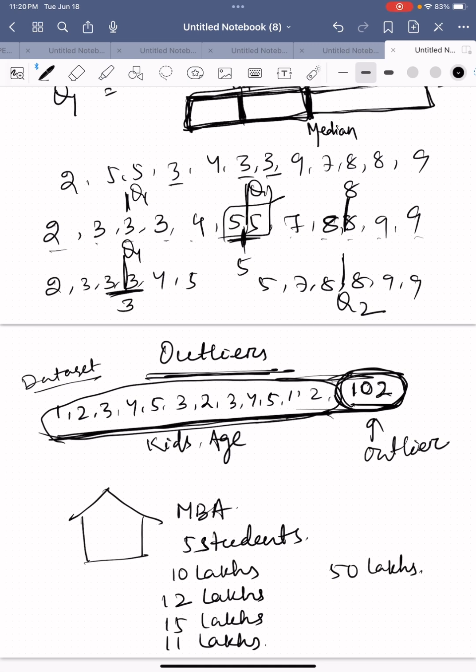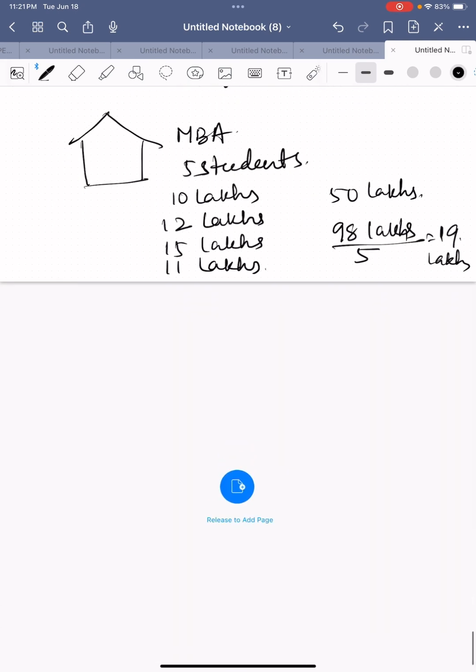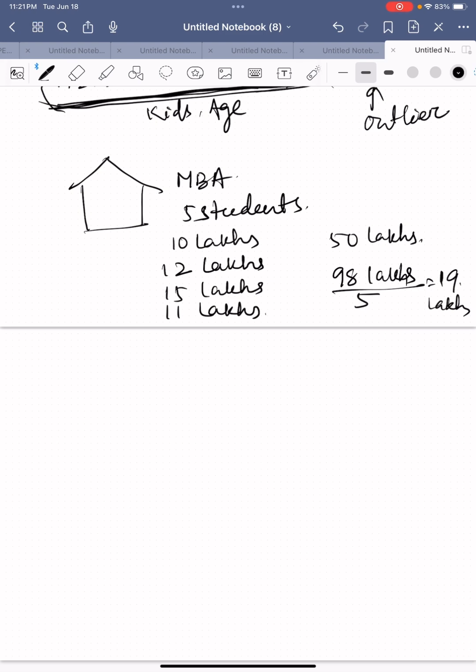So the average of these 5 students is how much? The average would be 98 lakhs divided by 5, which is 19 point some lakhs. Okay. So in this case, what is happening is that the college can go and publish that our average salary in our MBA program is 19.5 lakhs. But the fact is nobody is getting 19.5 lakhs, right? So this 50 lakh salary is driving your average.